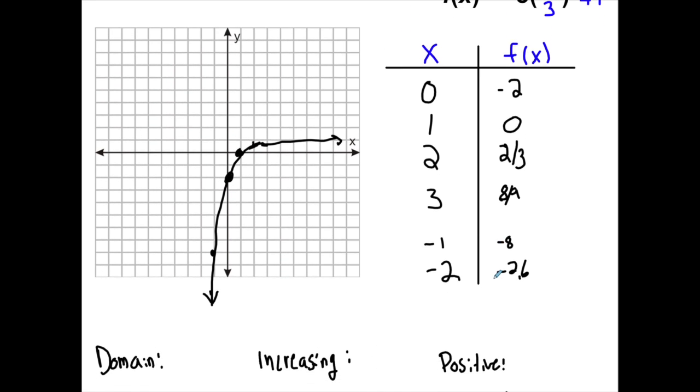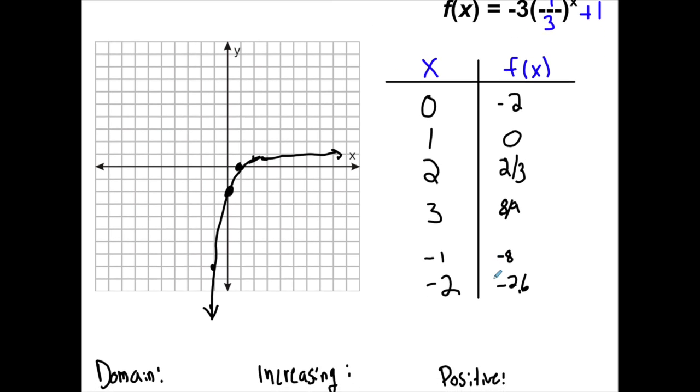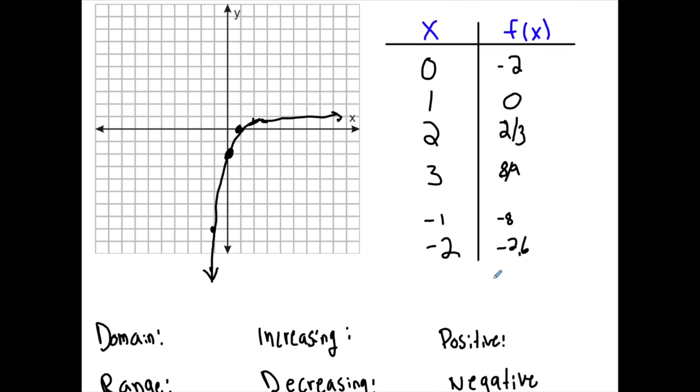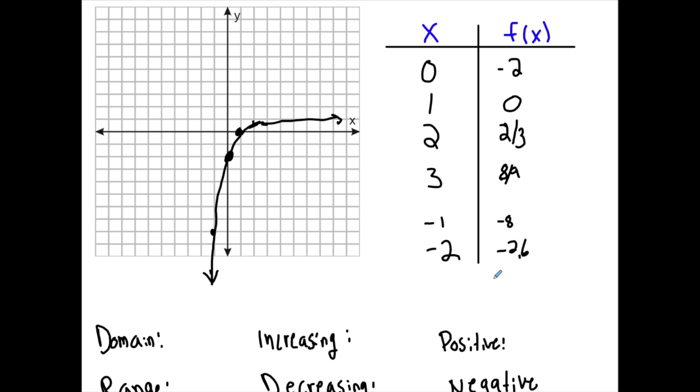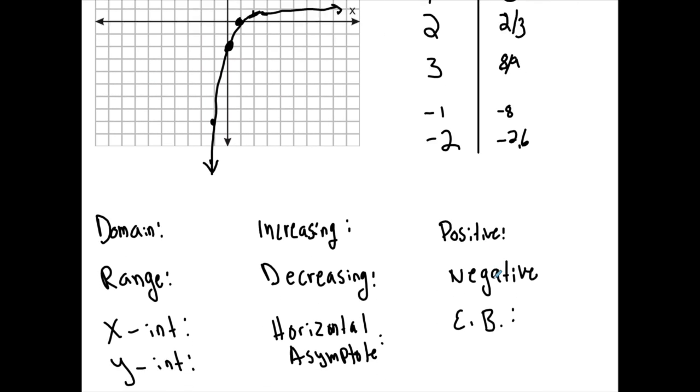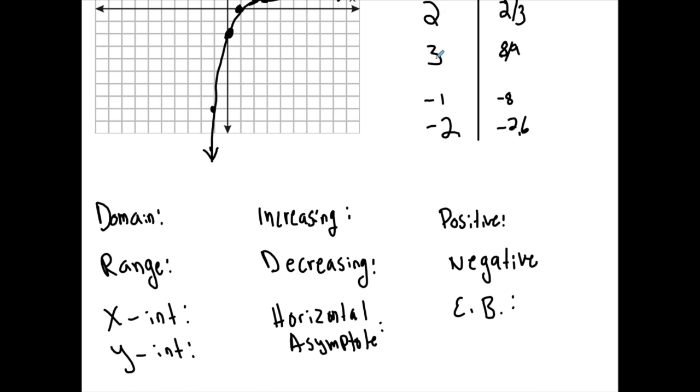I thought that I would take some time and analyze it, because I made a similar table here, and see if we could find the domain, range, intercepts, where it's increasing, where it's decreasing, what its horizontal asymptote is, where it's positive, where it's negative, and its end behavior.